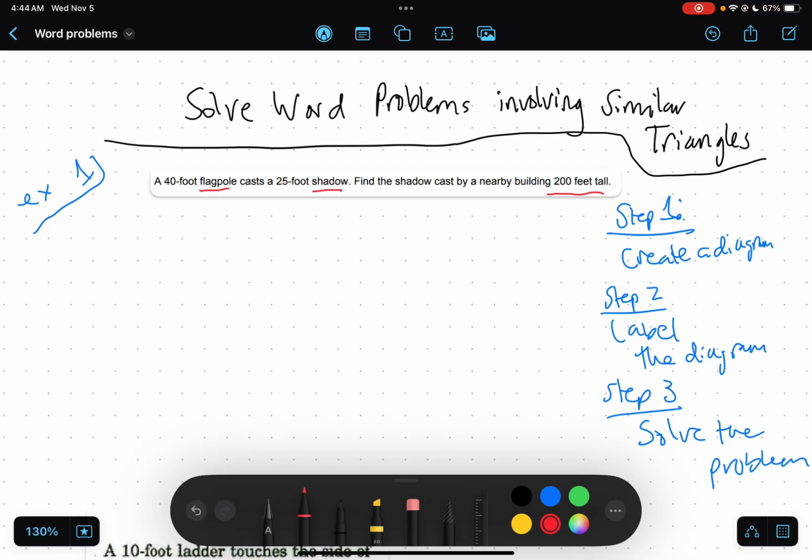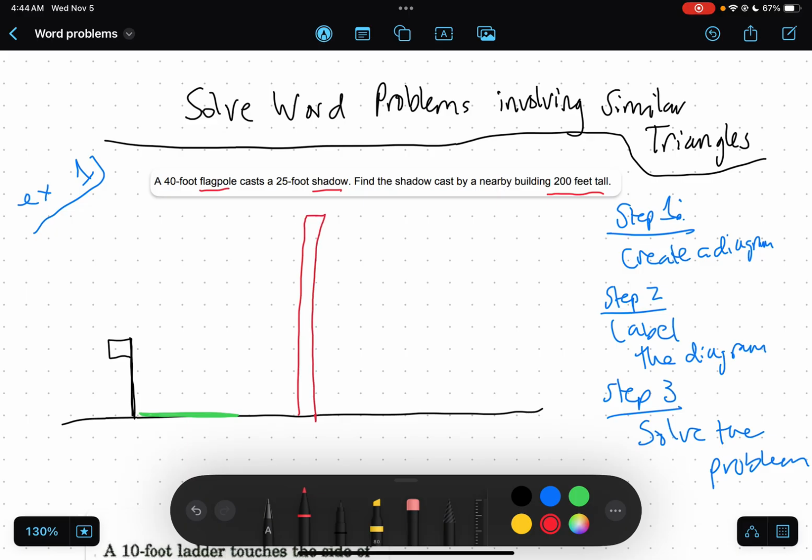So a 40-foot flagpole. So let me draw. First, I'm going to draw the ground. Okay, so I have a flagpole that's 40 feet. Here's my flagpole. And then the shadow. So let me sketch out a shadow right here. And then I have a 200-foot building. And I want to know how long is that guy's shadow.